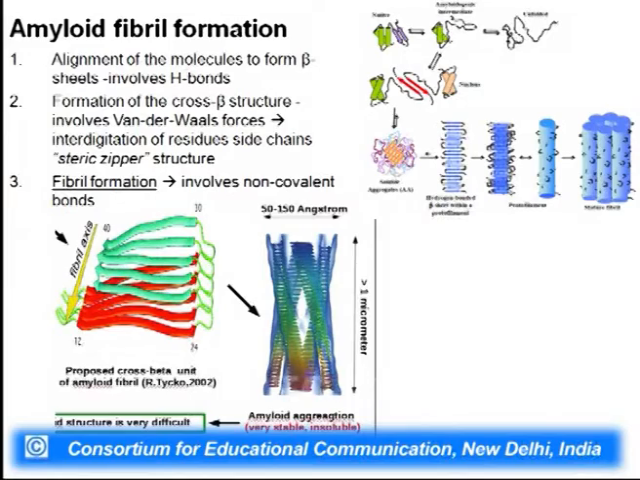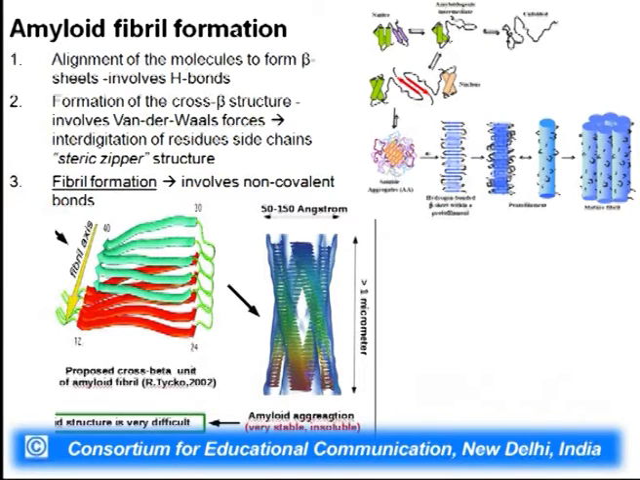Students, in this section we are going to talk about what is the mechanism of amyloid formation in the misfolded and aggregated proteins, and what are the diseases that can be caused by this misfolding and aggregation. So, what is the mechanism of amyloid fibril formation?